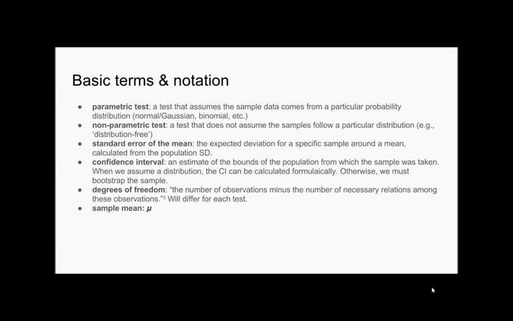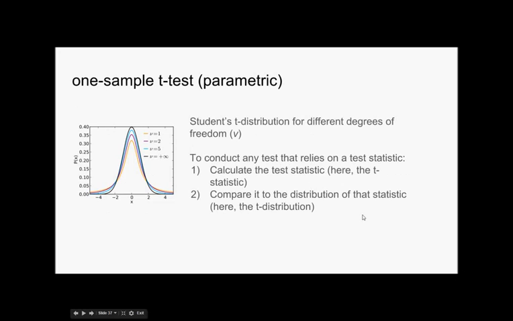And the other terms that you should be somewhat familiar with based on previous lectures are the standard error of the mean, a confidence interval, or a sample mean, which is denoted by mu. And I'm going to be talking a little bit about degrees of freedom, but we will go into more detail on this in later lectures. Simply, you should think of it as the number of observations that you have minus the number of necessary relations among these observations. And it's not super important for you to know exactly how this changes the distributions that you're looking at, but you should always check to see how to calculate the degrees of freedom for the test you're doing.